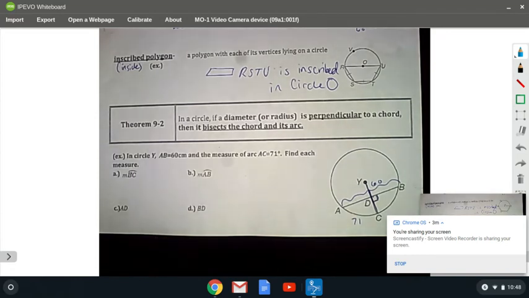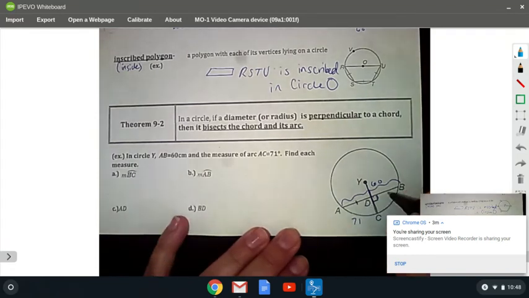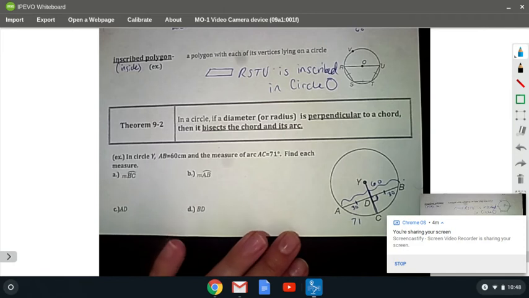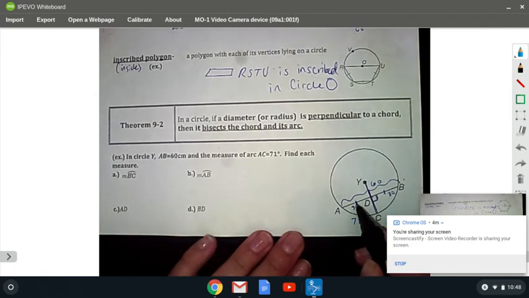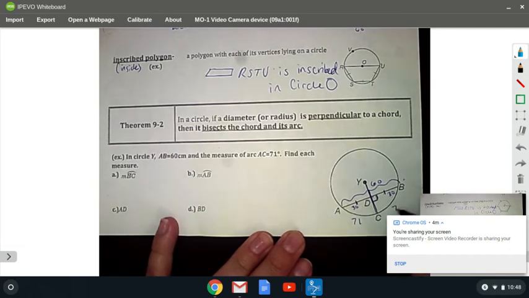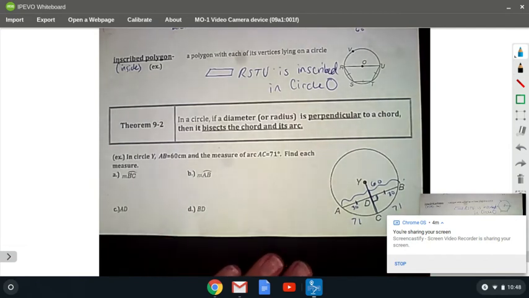That means it bisects the chord, so these two pieces of the chord are congruent. If the whole chord is 60 and these two pieces are congruent, then each would be half of 60, which is 30. If those chords are congruent, then the arcs opposite them should also be congruent. So if this is 71, that should be 71.